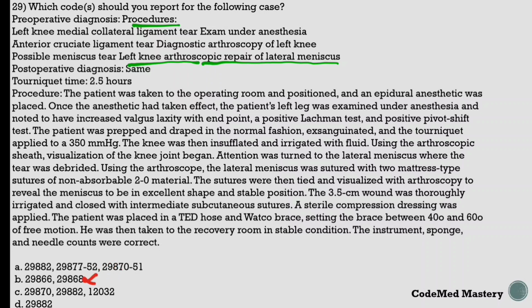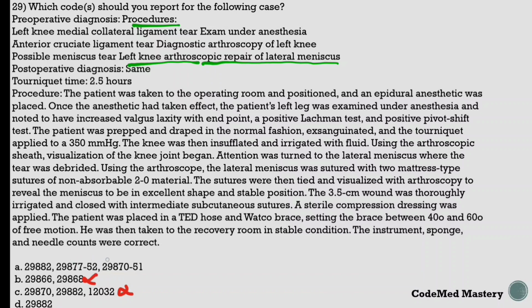Coming to option C, 29870. That is for arthroscopic knee diagnostic. But in our case, this is a surgical procedure. It is not diagnostic. So we'll eliminate option C. Coming to option D, 29882, we already checked. So now we are left with option A and option D.